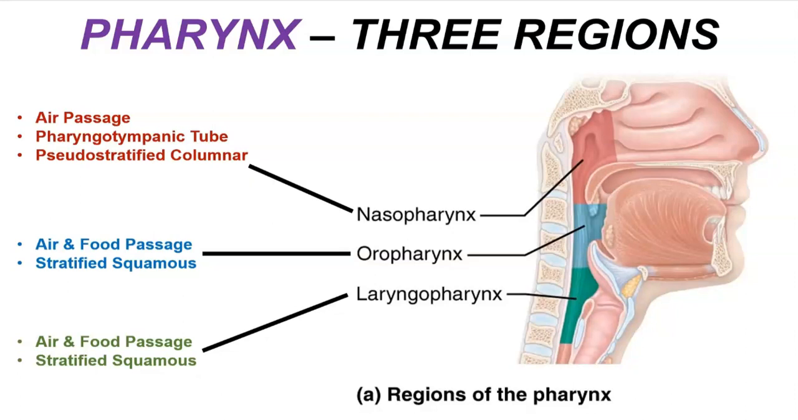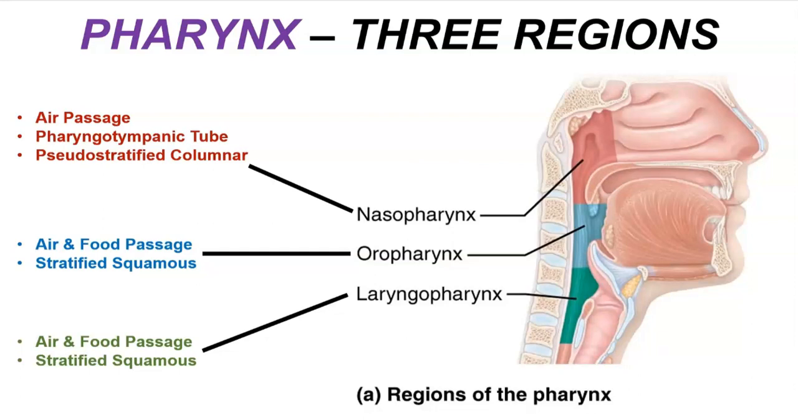The oropharynx is just posterior to the oral cavity, and it's situated between the nasopharynx and the laryngopharynx. It functions as a passageway for both air and food because it connects both the respiratory and the digestive systems together. We see that it is lined with a stratified squamous epithelium, so in that regard it is very similar to the epithelium that we find in the mouth.